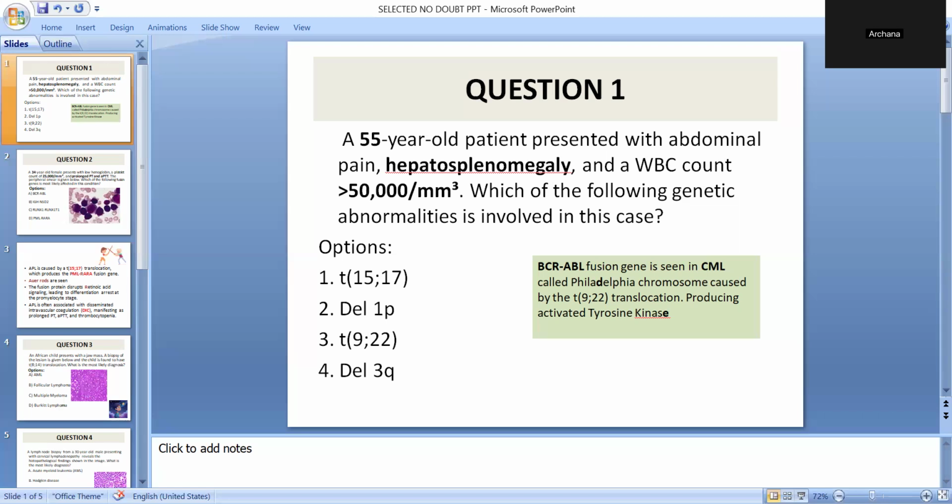The options are BCR-ABL gene fusion, IGH-NSD2, RUNX1-T1, and PML-RARA fusion. So the right option in this would be... before we even jump to the right answer, what are we thinking here? It's a 34-year-old female with bleeding tendency and blasts. This itself is giving a clue that we are dealing with some form of acute myeloid leukemia.